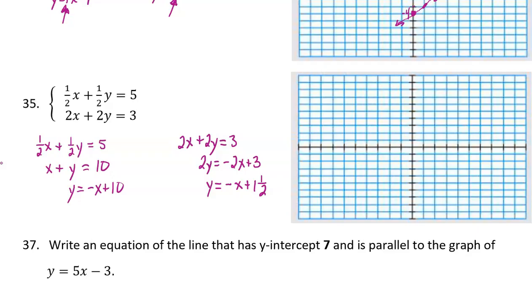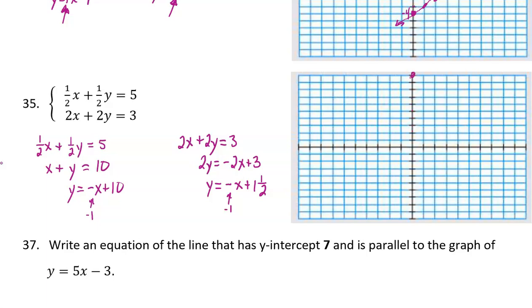When it comes to actually graphing, remember that when you have -x, that's like having a slope of -1. Same here. The slope is -1. Okay, the first one touches the y-axis at 10. 1, 2, 3, 4, 5, 6, 7, 8, 9, 10. It's the very top dot.